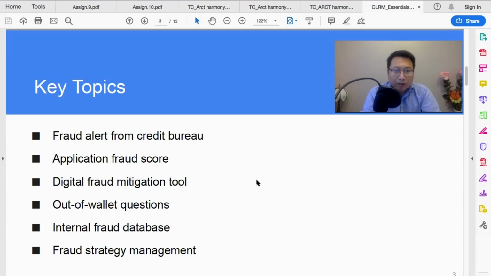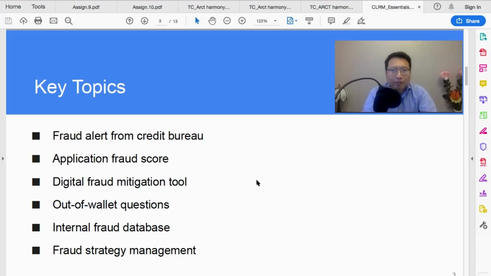There are many tools available for lenders to choose, right, to combat fraudsters. Some main tools are fraud alert from credit bureau, application fraud score, digital fraud mitigation tool, out-of-wallet questions, and internal fraud database. At the end, we'll also go over the fraud strategy management, talk about some important concepts such as false positive rate, and how we use that to drive the approval decline decisions.